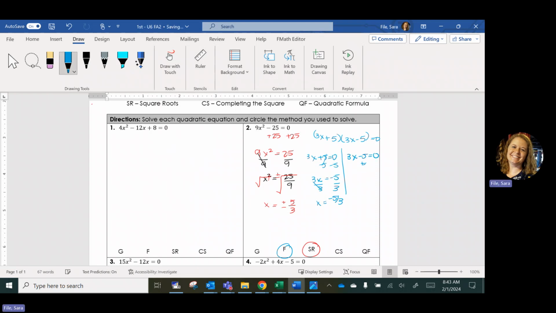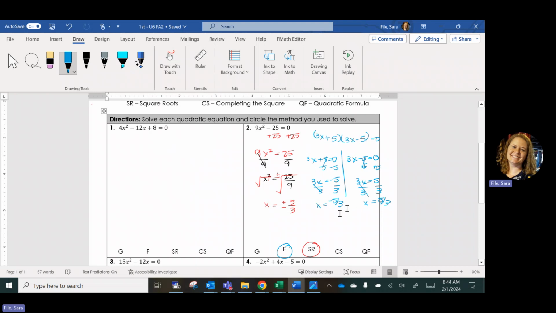And this one, I would have to add the 5 to the other side and then divide by 3. So I get positive 5/3. So either way, whether I did this graphing, factoring, square root method, they all got the same answers.